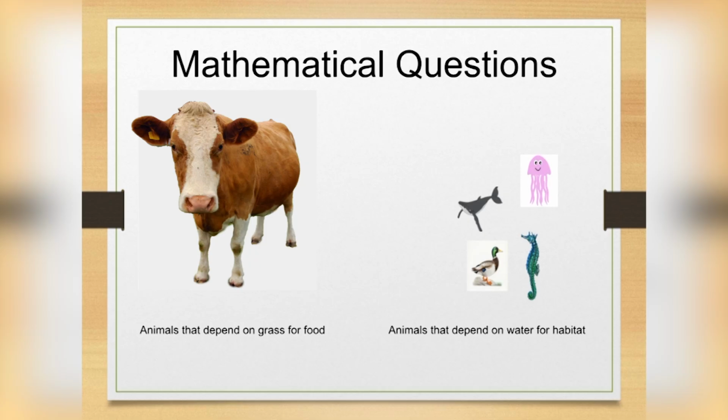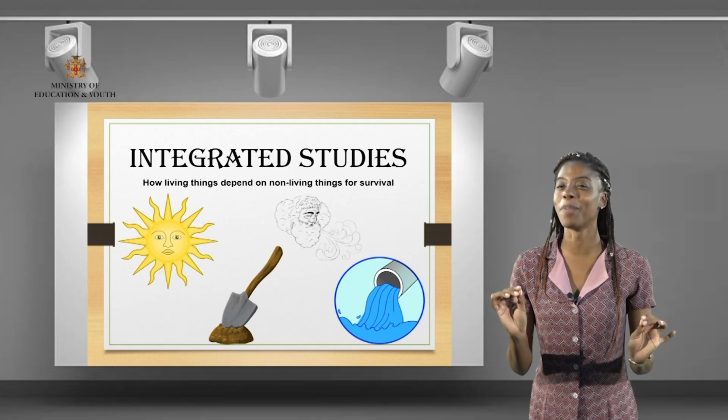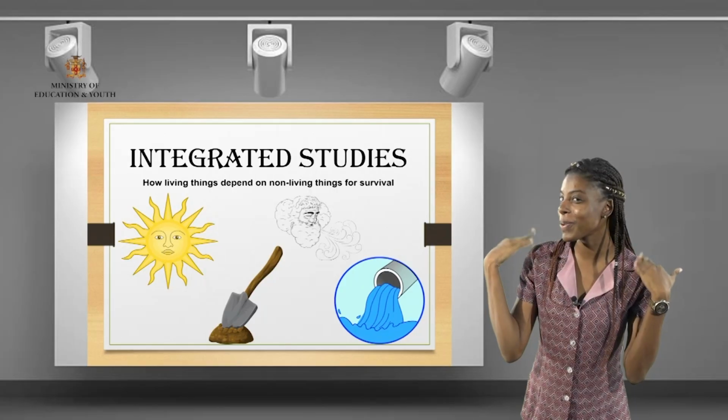Okay, 1 animal depends on grass for food, and 4 animals depend on water for habitat. Now let's see. Less than, greater than, or equal to? Excellent job. Less than, because 1 is less than 4. Wonderful job, boys and girls. Give yourselves a pat on the shoulder.